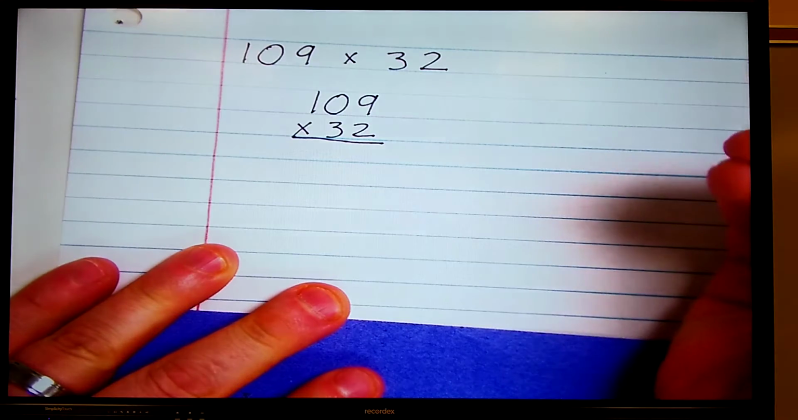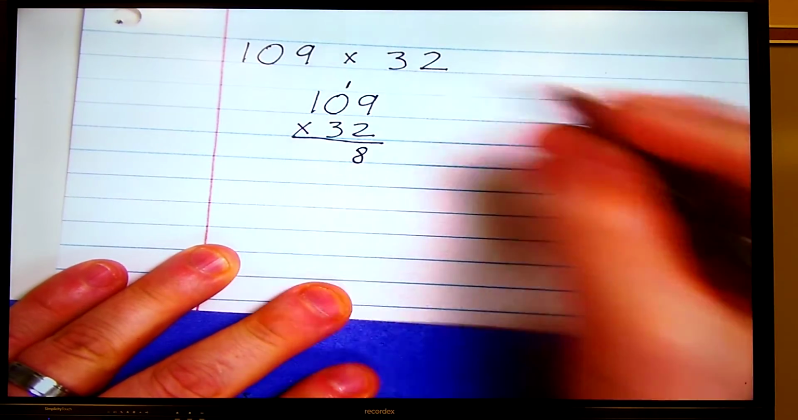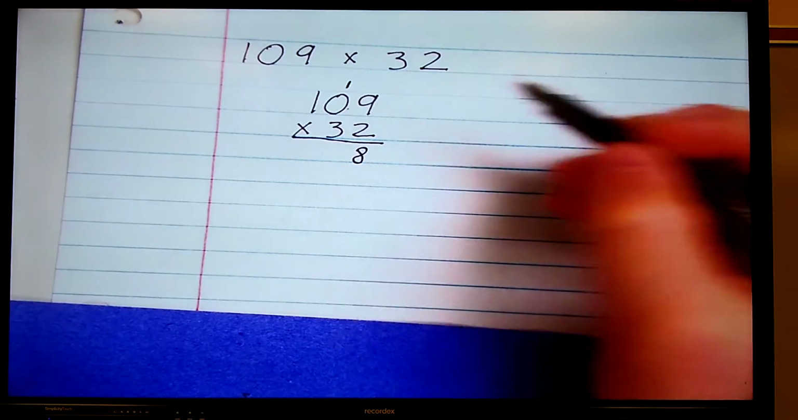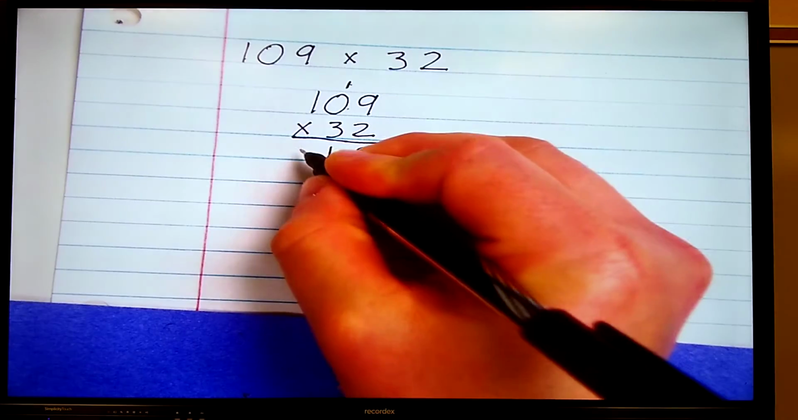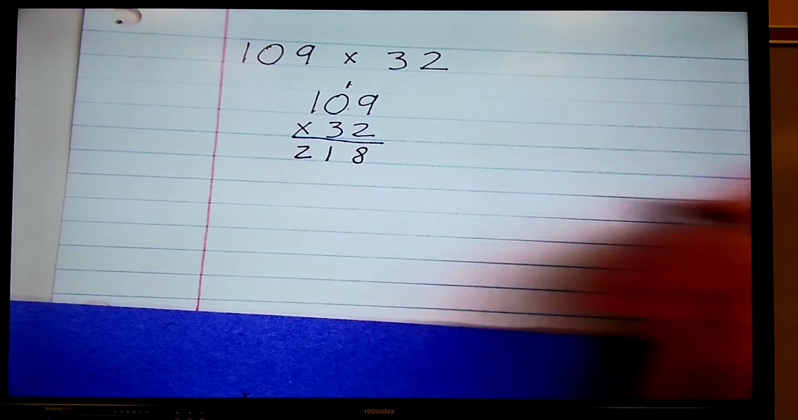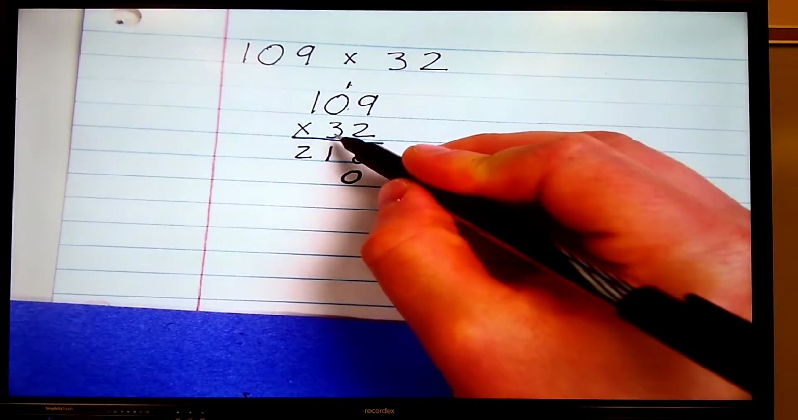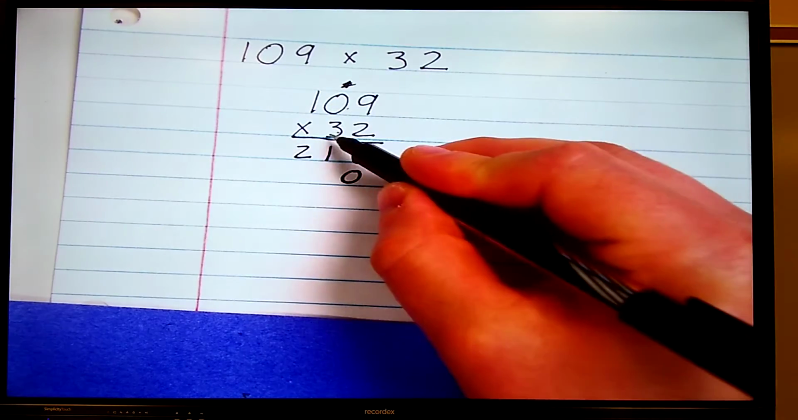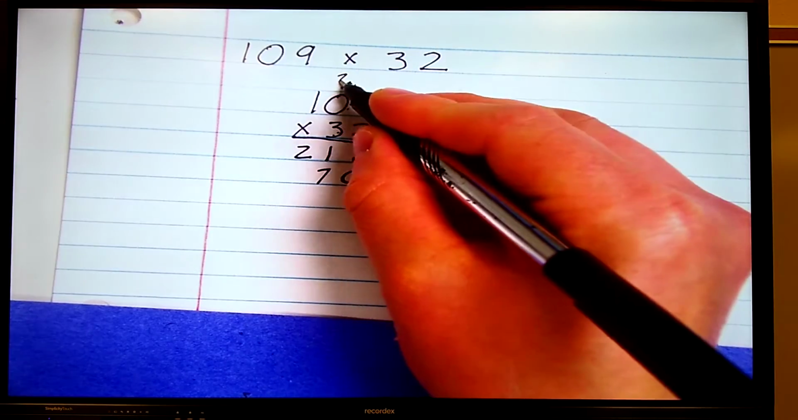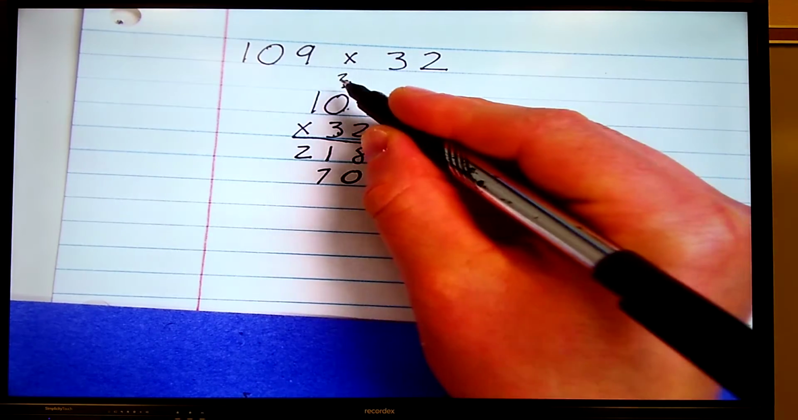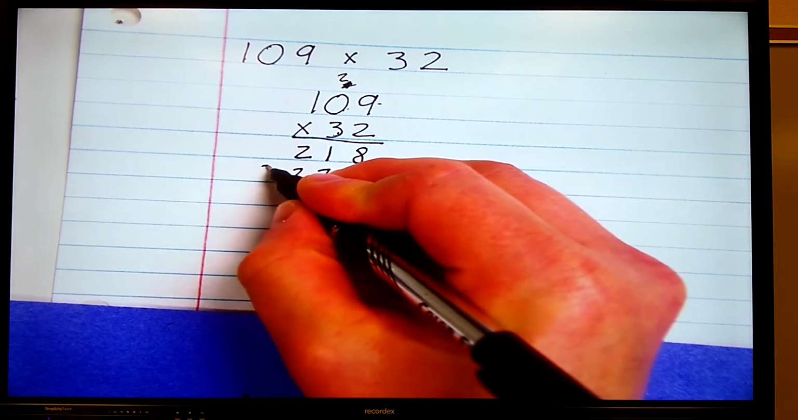All right, 2 times 9 is 18. Bring down the 8, carry the 1. 2 times 0 is 0, plus 1 is 1. 2 times 1 is 2. Bring down a 0. And now I multiply by the 3. 3 times 9 is 27. Bring down the 7, carry the 2. 3 times 0 is 0, plus 2 is 2. And then 3 times 1 is 3.